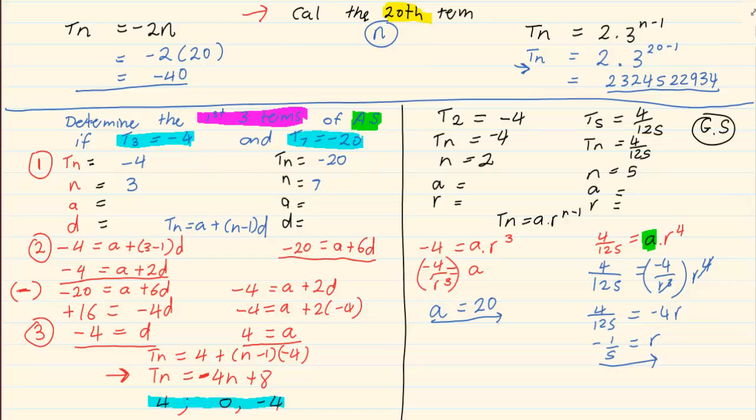After that, we need to answer the question. They want the first 3 terms. Now you can go back to the formula and substitute, or we know that the first term is always a, which is 20. And then because we know that r is minus 1 over 5, we're going to get the second term is minus 4, and the third term is 4 over 5.